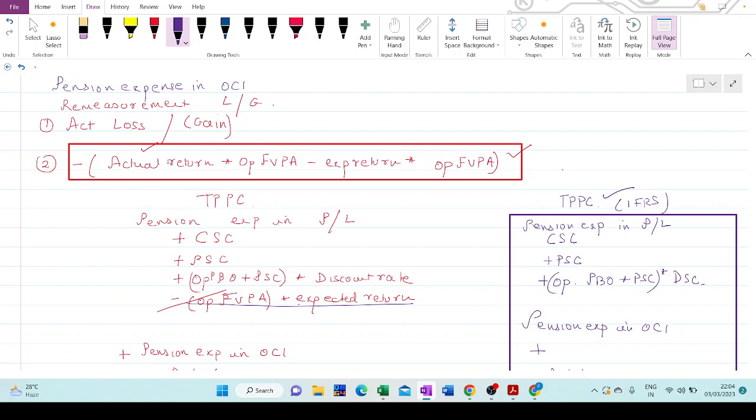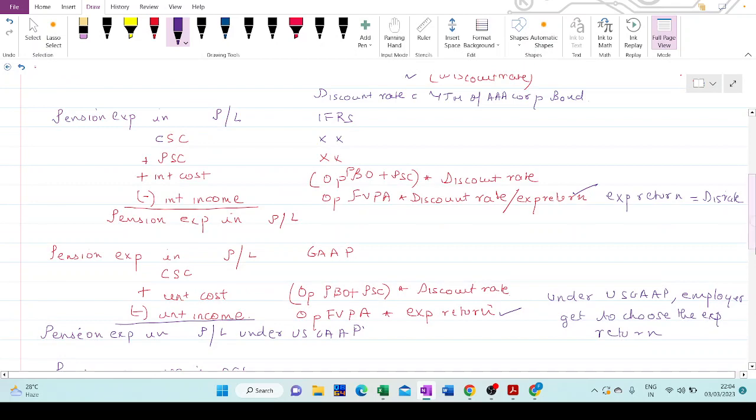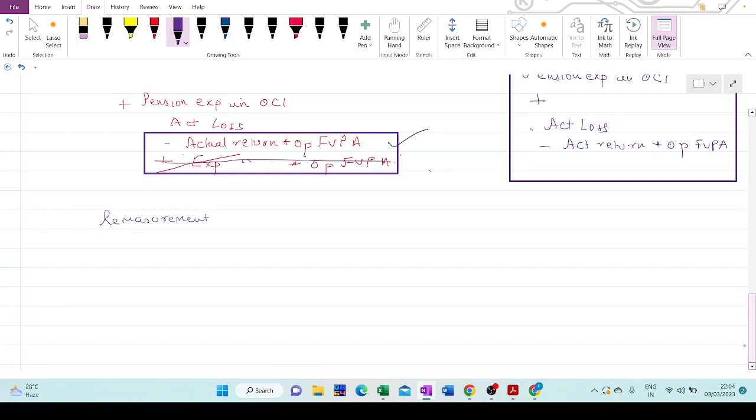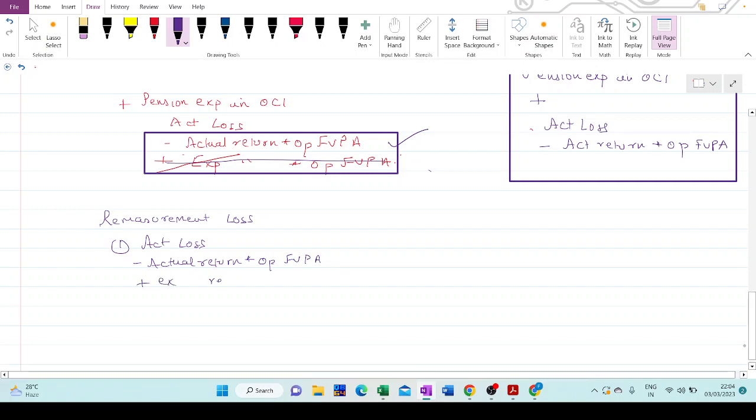So if actual return is less than the expected return, then my remeasurement losses would increase, right? See, please note guys, we can write it in my remeasurement gain and loss. My remeasurement loss is basically what? Actuarial loss minus actual return into opening FVPA plus expected return into opening FVPA.